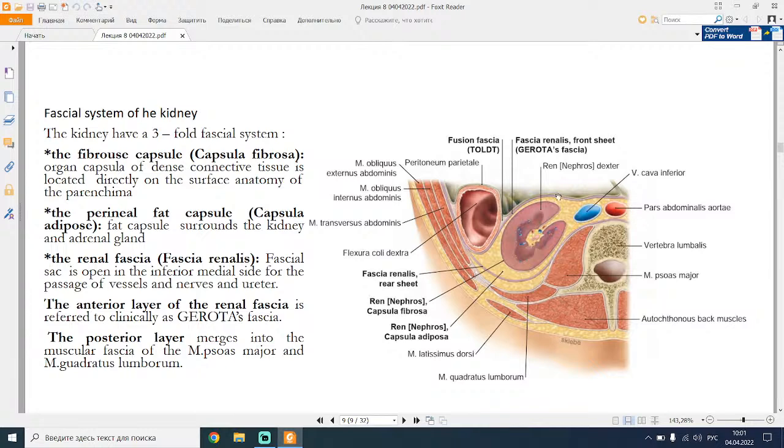Repeat. Capsula fibrosa, capsula adiposa, and fascia renalis, which includes the fascia renalis front sheet, Gerota fascia, and the posterior layer. Two layers: anterior layer, posterior layer.